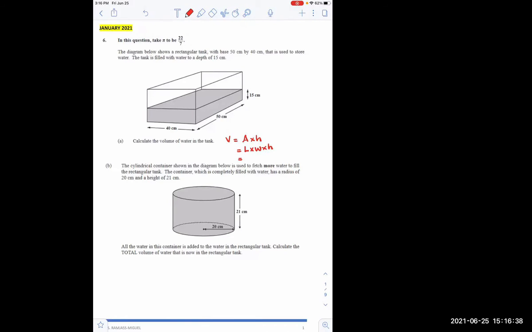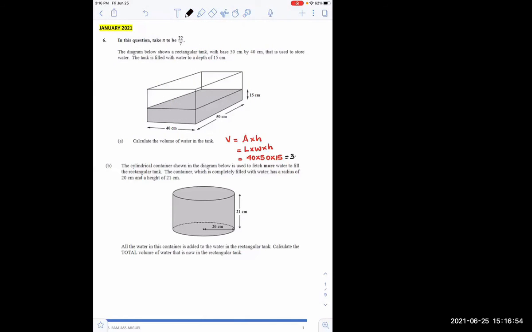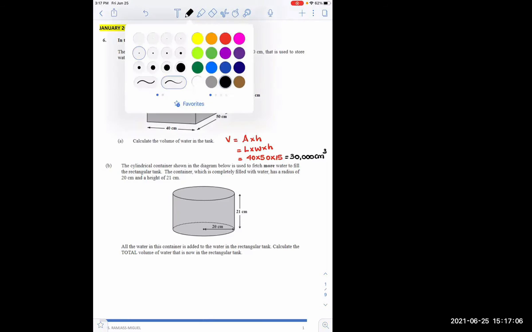All right. So 40 by 50 by 15 is equal to 30,000 centimeter cube. You all have that? Yes, ma'am. Right. Now we're taking our time, but we're moving a little quickly to it.